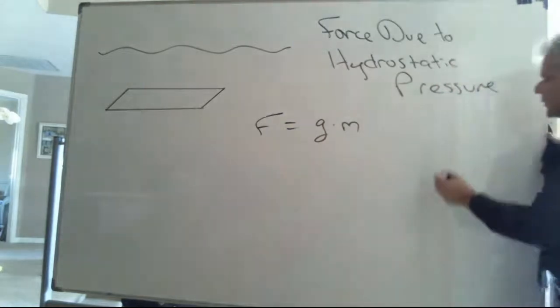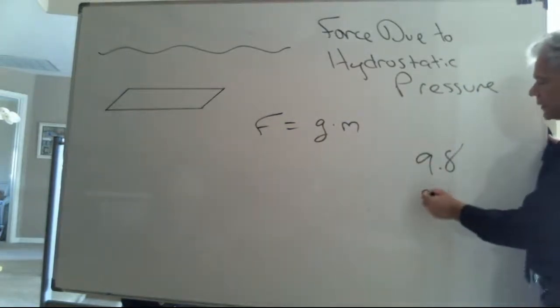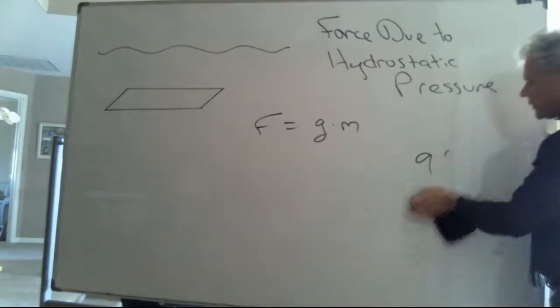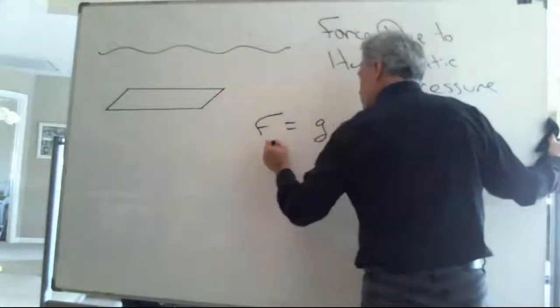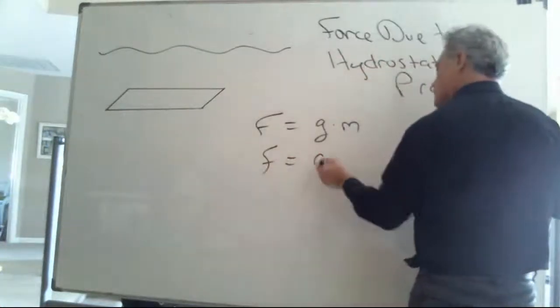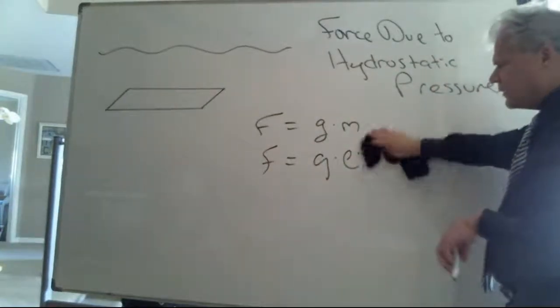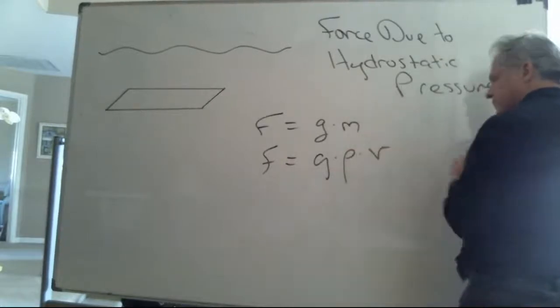And of course, g is going to be this many meters per second squared using international units, this many feet per second squared if I'm using British units. Now, it is true that the mass can be considered the density times the volume of the body of water. Sorry, that's a V. Can you read that? Rho times V.